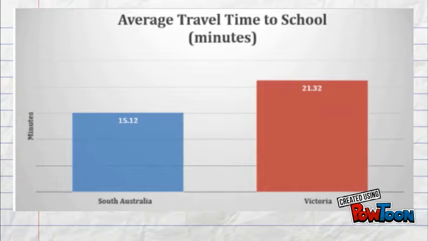In order to be able to provide evidence for the investigation question, this column graph was created using the average time per state. This provides a great visual for comparing between two data sets.